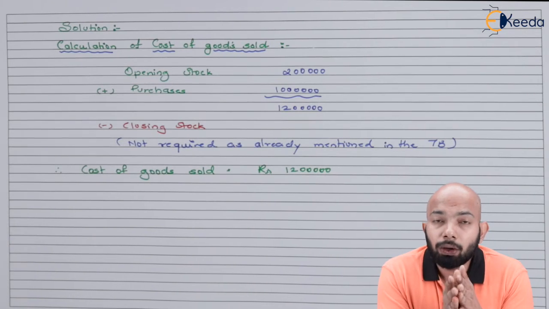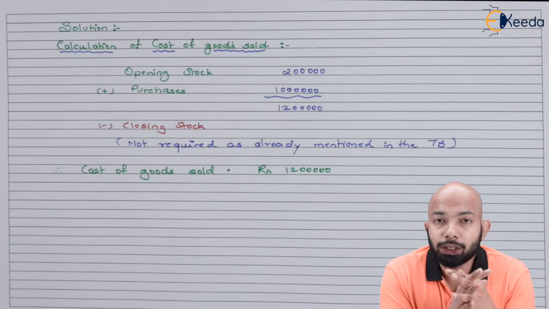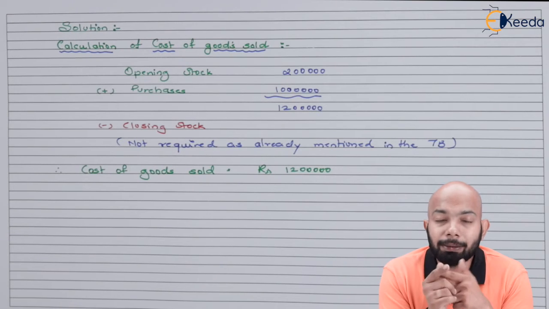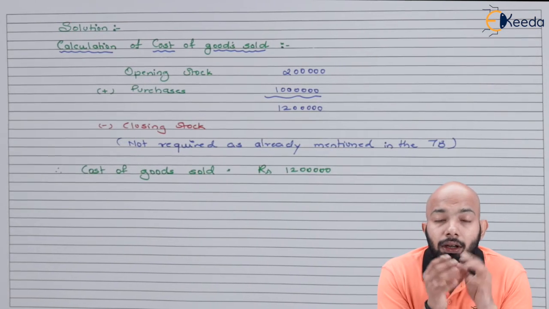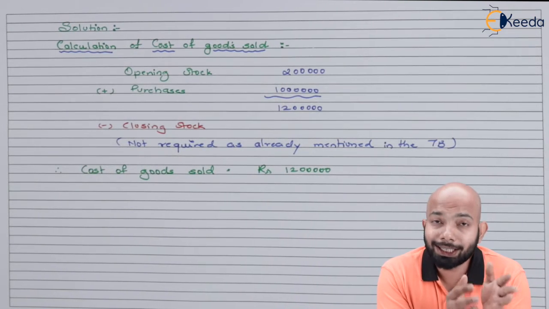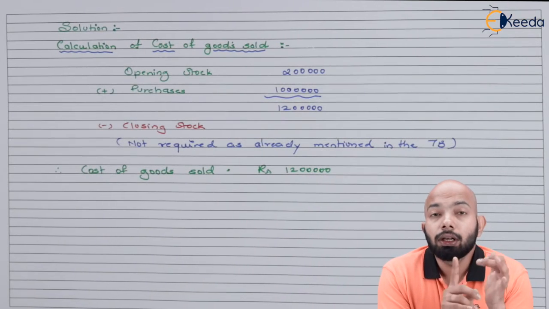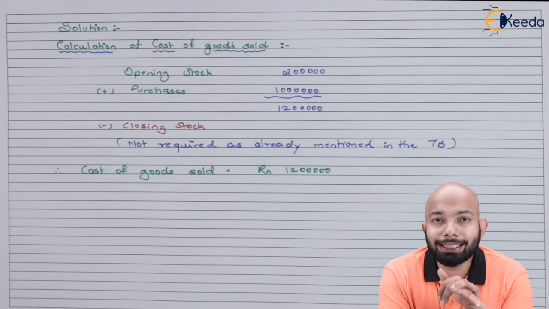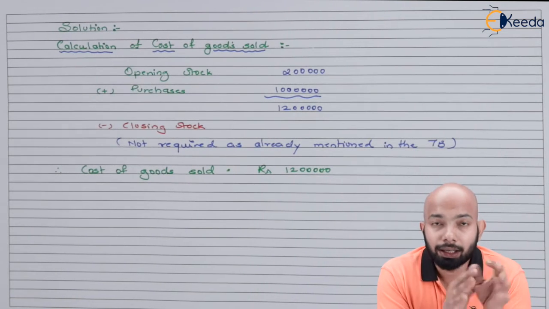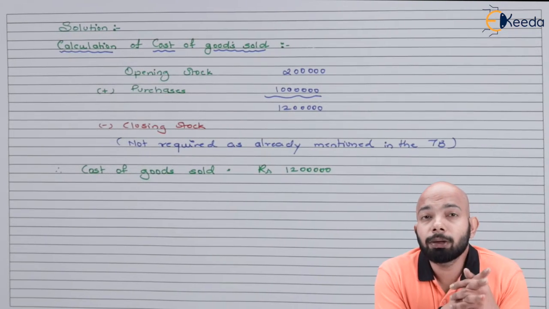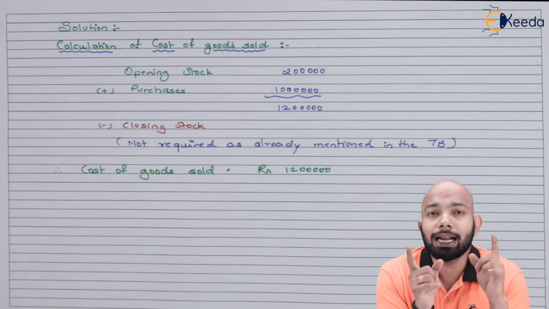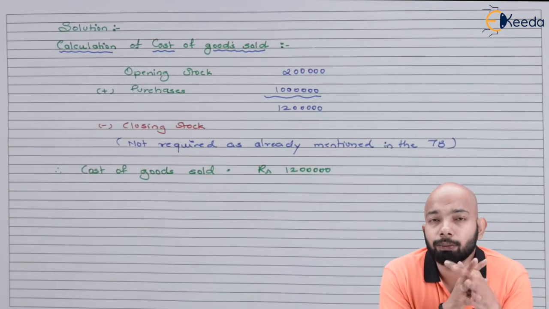Now, in this problem, we don't have to mention all of that completely. The reason being we don't have much information given, and on the basis of the information that has been provided, we only require opening stock and purchases. The reason closing stock is not subtracted here is because it has already been adjusted. If you can see, closing stock has been mentioned on the debit side. That means that much amount has already been subtracted from the purchases.